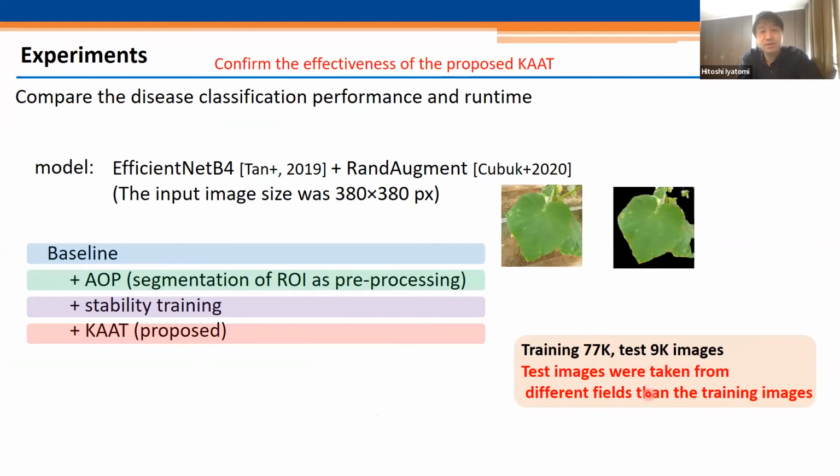So we compare the performance. We use the EfficientNet V4 CNN model with RandAugment. And we compare the baseline and pre-segmented ROI region, and then the model with stability training and the proposed CAT.